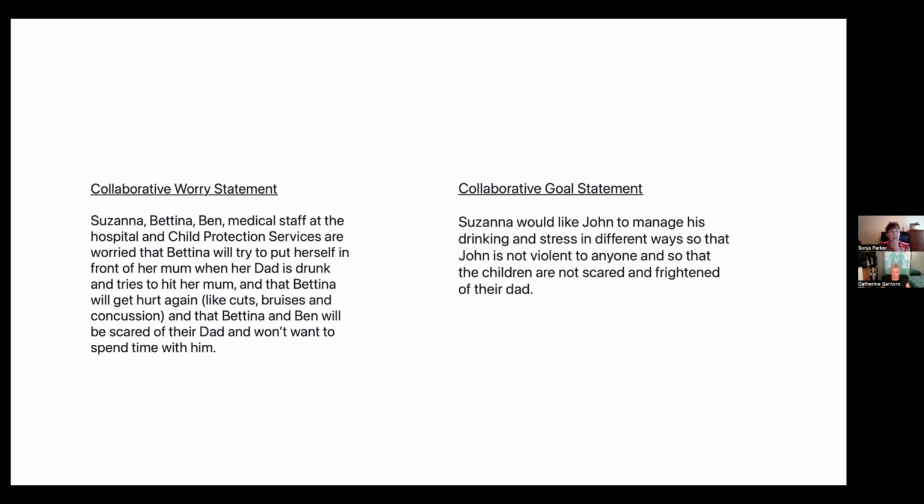Mm-hmm. What would you want the children to be feeling with their dad instead? And feeling within the family instead? I'd want them to feel safe within the family or with their dad. I want them to feel safe with their dad, and also like home is somewhere where they want to be again.